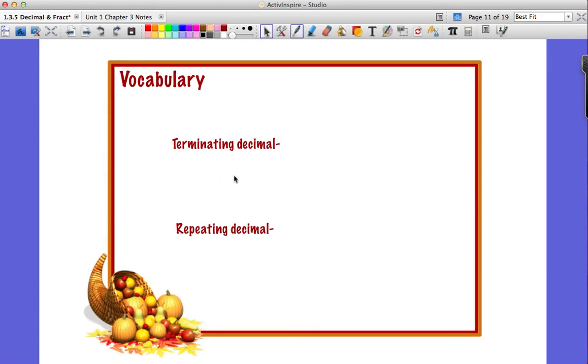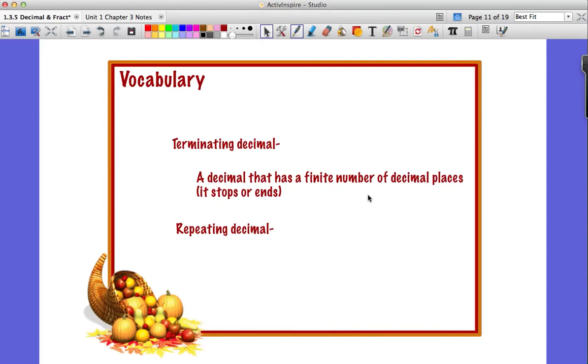So I need you to go to your vocabulary. We're going to talk about a couple other decimals. So now a terminating decimal, you'll find, is a decimal that has a finite number of decimal places, which means it ends or it stops. So kind of think of like the Terminator. He ended or stopped people. In this case, a terminating decimal ends or stops.